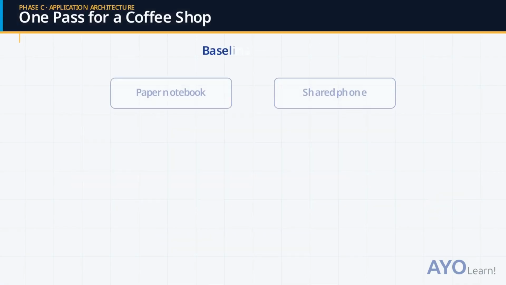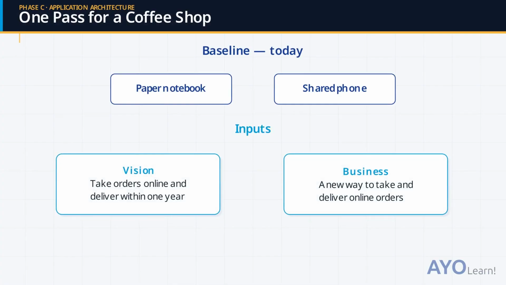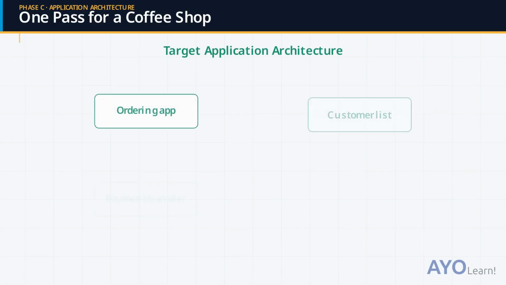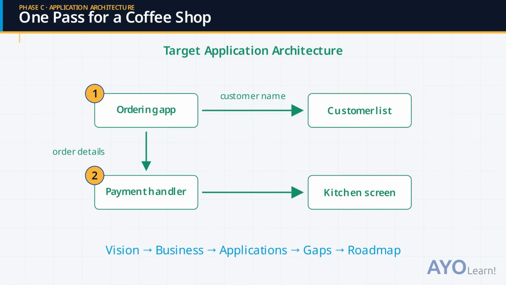Let's walk a coffee shop through Phase C. Today it runs on a paper notebook and 1 shared phone. The vision: take orders online within a year. The target: 4 blocks, an ordering app, customer list, payment handler, and kitchen screen, linked by order and customer details. None exist yet, so each is a gap. Build the ordering app first, then payment.